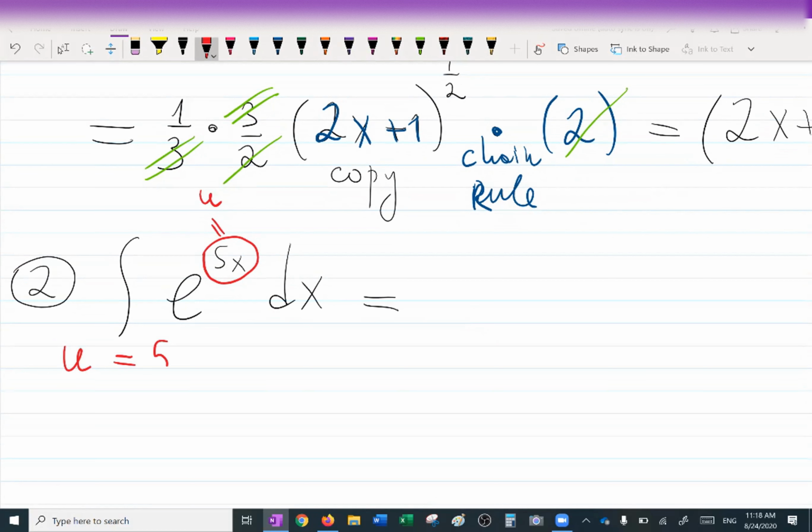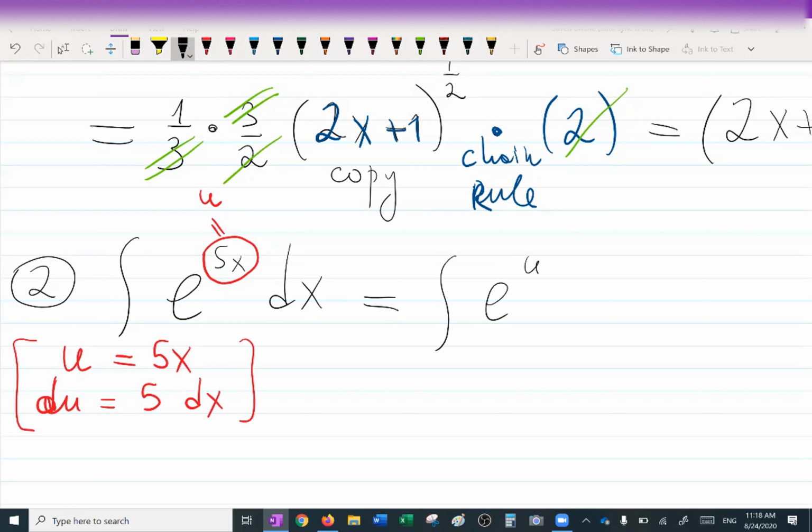If u is 5x, you say in your head, let u be 5x. When you say it this way, you take responsibility for your choice, and if it's wrong, you just choose something else. Don't be afraid. Sometimes you have to do a couple of tries, and then you get the answer. Then du is, what is the derivative of 5x? That's 5, and then forget dx. Put it in the brackets. Okay, two ways of seeing the situation. I know the integral will become e to the u, because 5x will be named u.